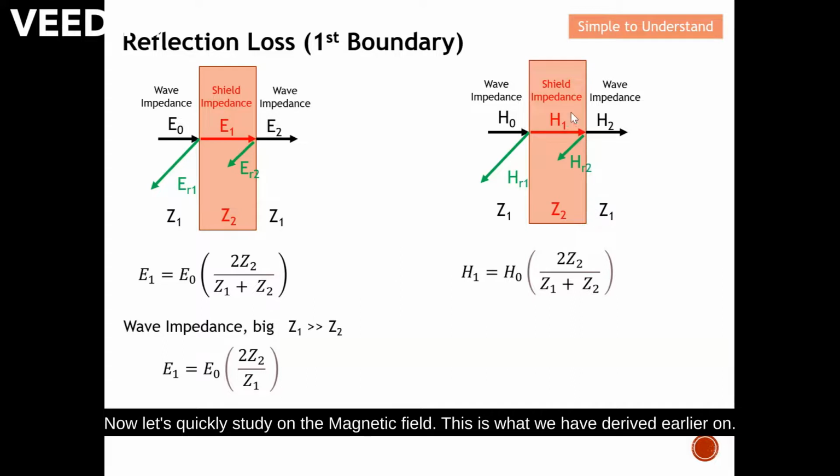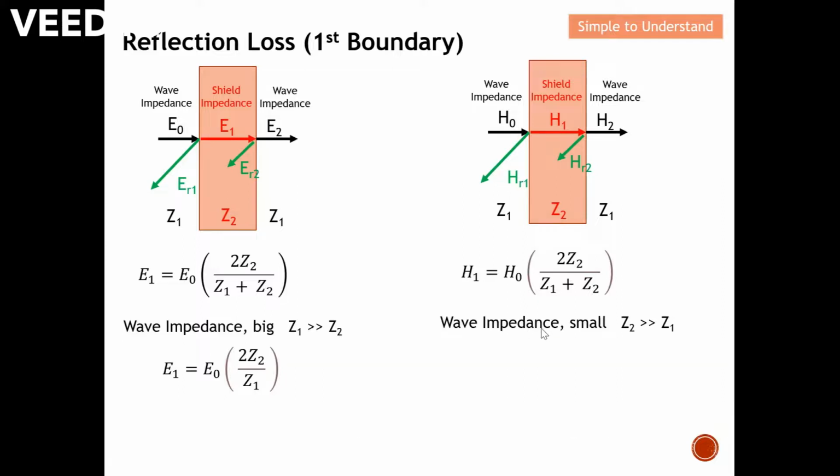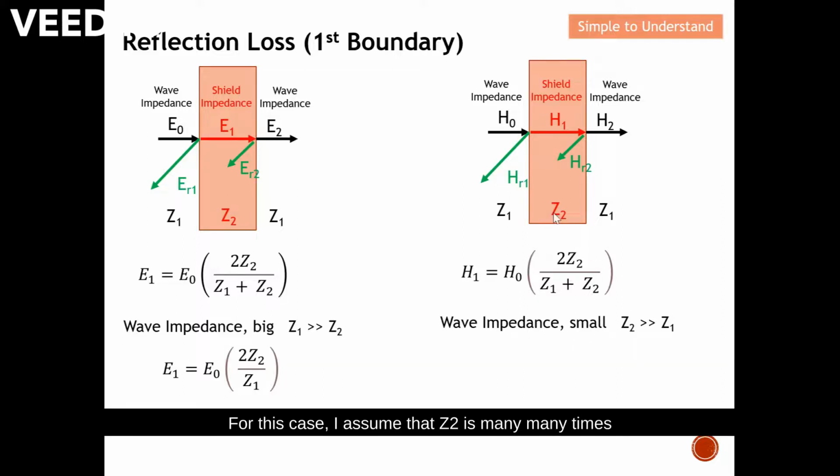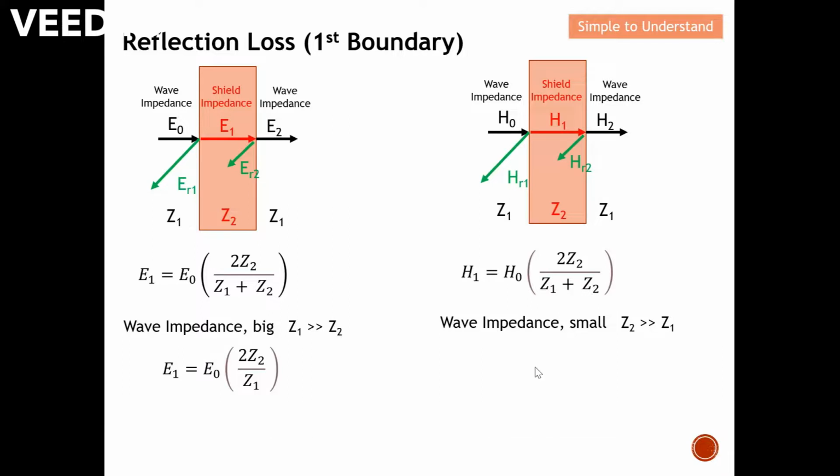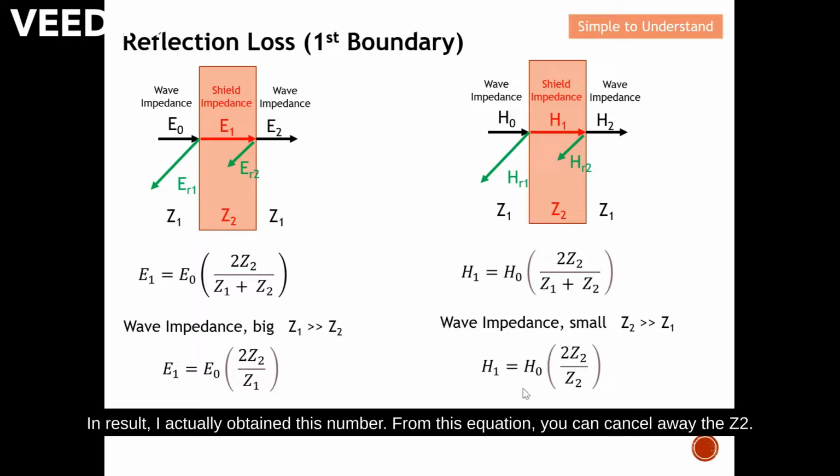Okay, so now let's quickly study the magnetic field. Again, this is what we have derived earlier on. Remember, the wave impedance for magnetic field is actually a very small number. So for this case, I assume that Z2 is many, many times bigger than the wave impedance of magnetic field. From here, I can omit the Z1 because Z1 is very, very small as compared to Z2. So as a result, I actually obtain this number.